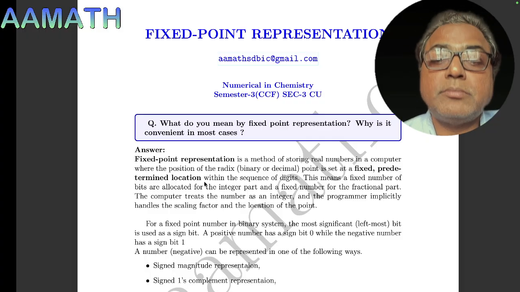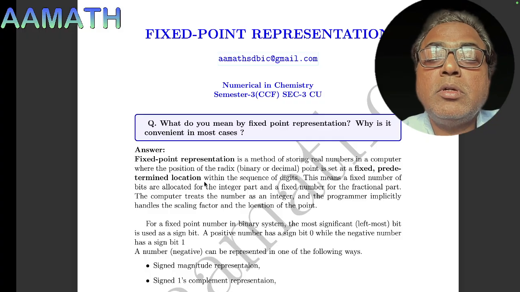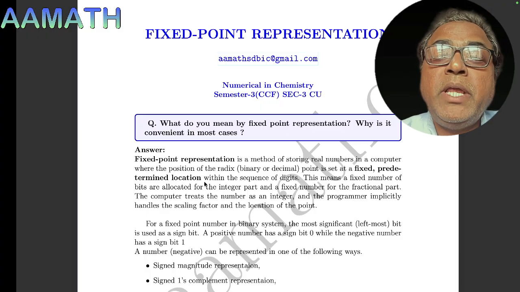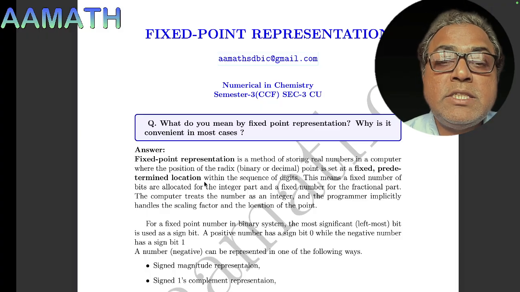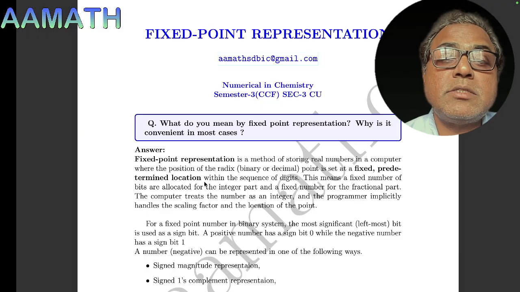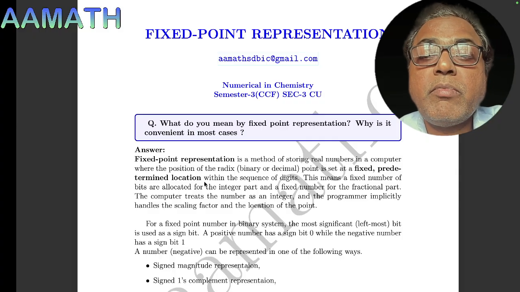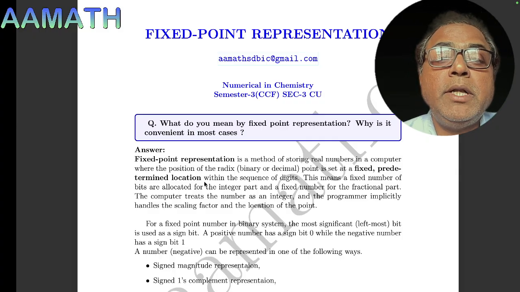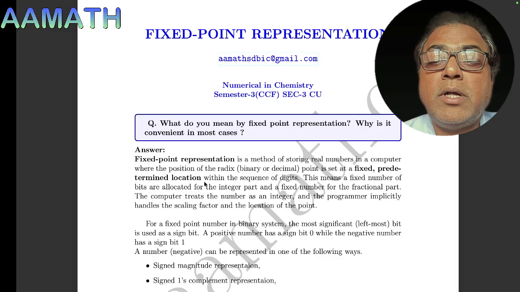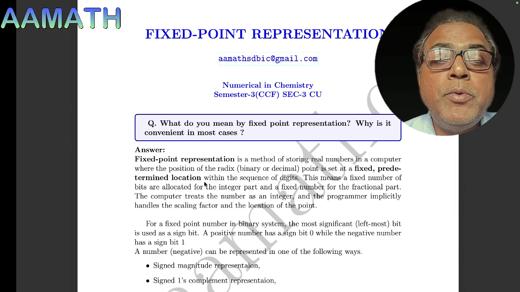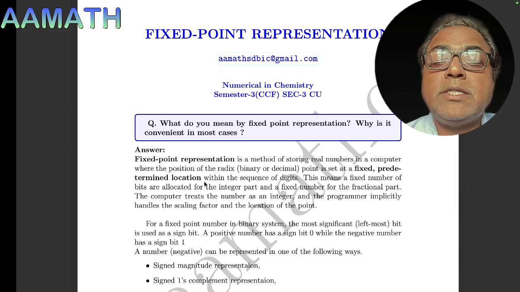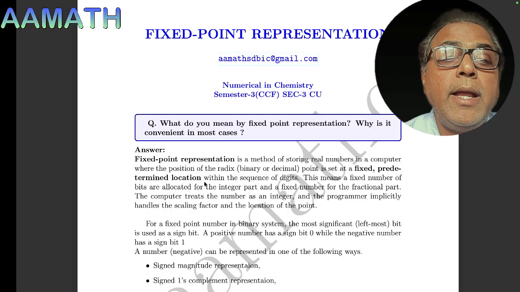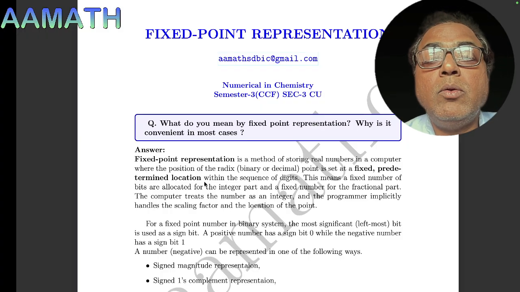And hence, the method takes the name fixed point. Actually, this binary point is fixed at a certain position. This means a fixed number of bits are allocated for the integer part and a fixed number for the fractional part. The computer treats the number as an integer and the programmer implicitly handles the scaling factor and the location of the point.